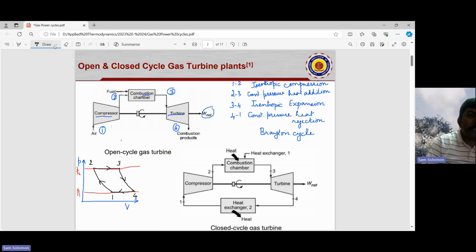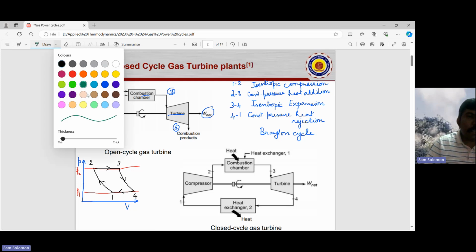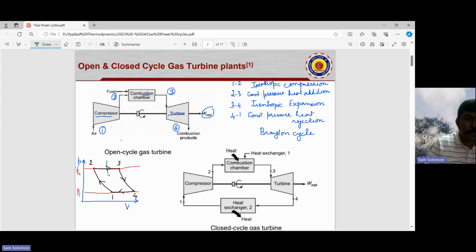Okay. So to indicate the heat addition and the heat rejection process, we can show that this is your heat supply here. And this is going to be the heat rejection. So we can say that it is QR. QS is heat supplied and QR is heat rejection. So that is your Brayton cycle in the PV diagram. Similarly, we can also draw the TS diagram. So let me see if we have got space here.